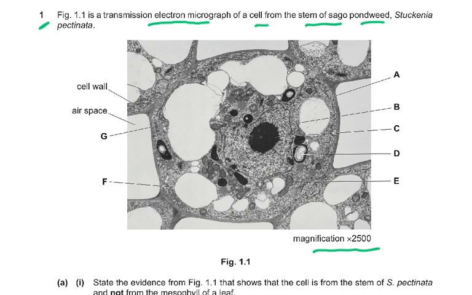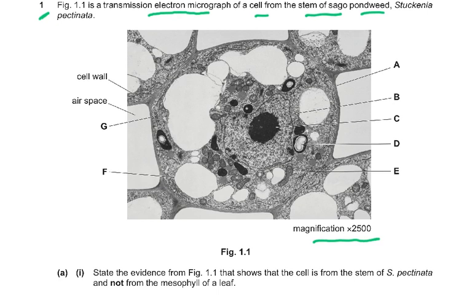So it says state the evidence from figure 1.1 that shows that the cell is from the stem of S. pectinata and not from the mesophyll cell of a leaf. A mesophyll cell of a leaf will have a large central vacuole, and the cytoplasm is pushed to the periphery, and there'll be chloroplasts. But here, why is it from the stem? Because there are no chloroplasts. And there's a presence of small vacuoles. There's no large central vacuole. And the nucleus is very central.